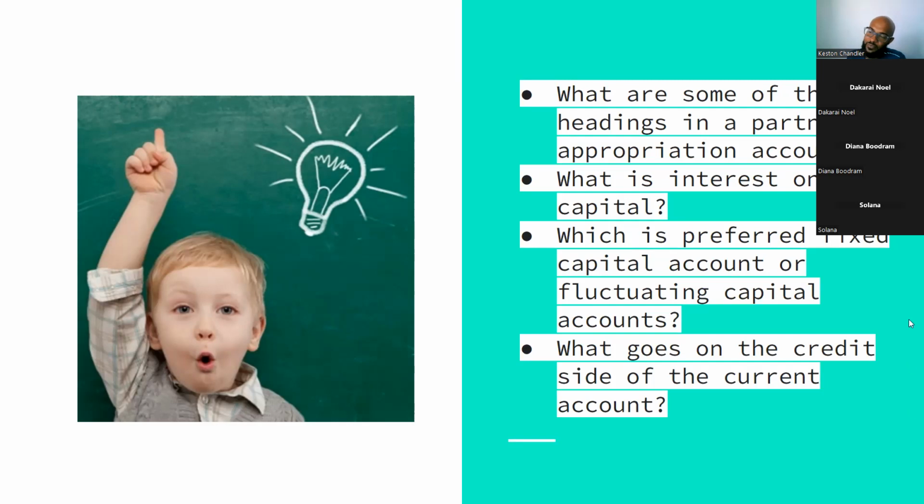Why is a fixed capital account preferred to the fluctuating capital account? Because with the fixed capital account and current account, it helps us to identify situations where partners are withdrawing more than they need to out of the business, or more than they can afford to withdraw out of the business. And what goes on the credit side of the current account? Well, share of profits, interest on capital, right? Salaries. And then the balance brought down, balance carried down, if you have an ideal situation.